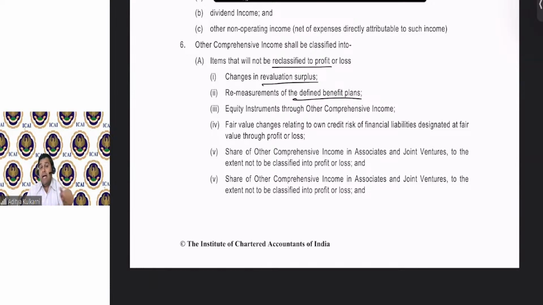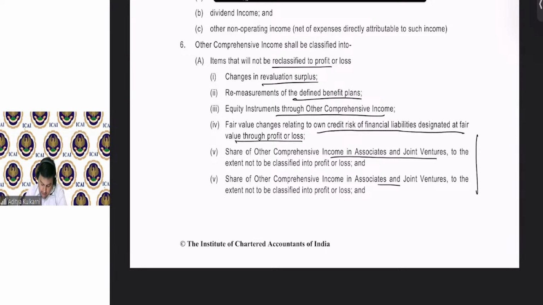Remeasurement of defined benefit plan, actuarial gains or losses under Ind AS 19, is not reclassifiable. Equity instruments through other comprehensive income, where you have taken an irrevocable choice of taking the fair value movements of equity through other comprehensive income, will be presented here as fair value reserve, and will not be reclassified to the P&L. Fair value changes relating to own credit risk of financial liabilities designated at fair value through P&L. Share of other comprehensive income in associates and joint ventures to the extent not reclassifiable to the P&L. This looks to be a repeat.